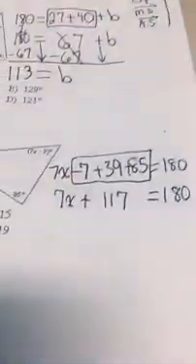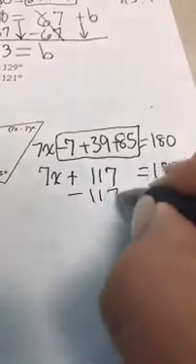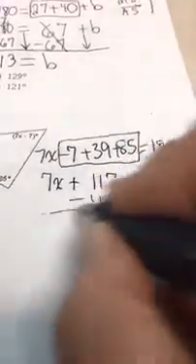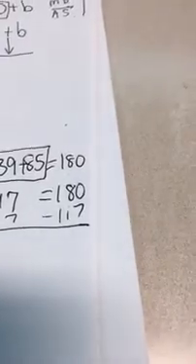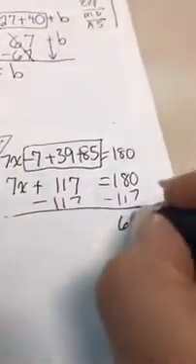Next step, we're going to follow the order of operations backwards, so we're either going to add or subtract first. We do have something being added, so we're going to do the opposite, which is subtract 117 from both sides. Type that in your calculator, 180 minus 117. And you should have gotten 63.